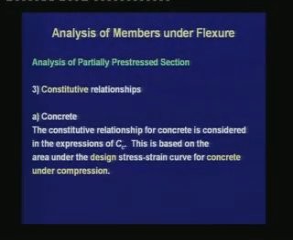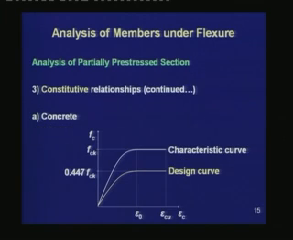Next, we are moving on to the constitutive relationships. The constitutive relationships relate the stress and strain in a material. For concrete, the constitutive relationship is considered in the expression of Cc, which we had seen earlier. This is based on the area under the design stress strain curve for concrete under compression. Here we see that the design stress strain curve has a maximum stress of 0.447 fck, and the maximum strain is epsilon cu, which is equal to 0.0035. When we calculate the area under the design curve, we get the expression of Cc, which is equal to 0.36 fck times xu times b.